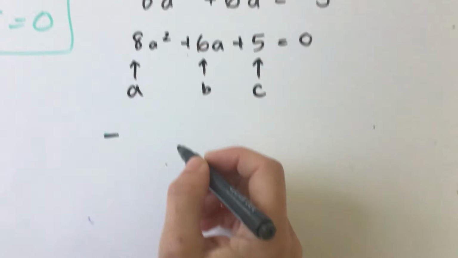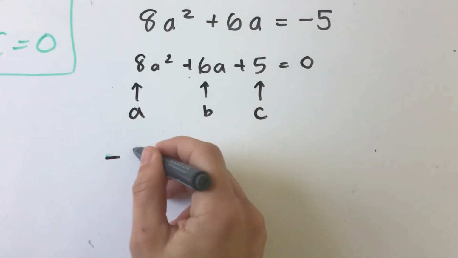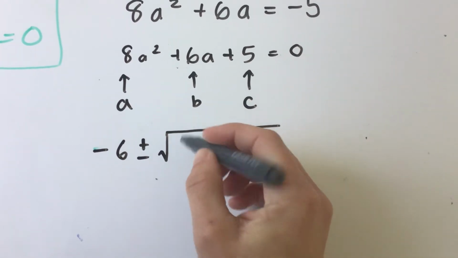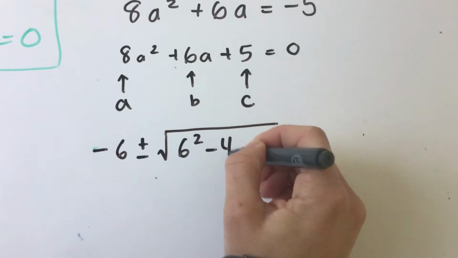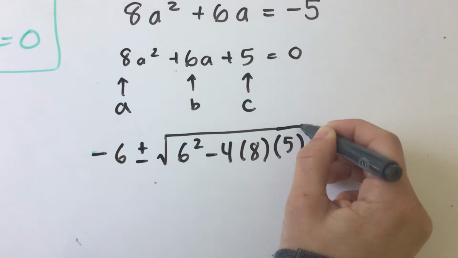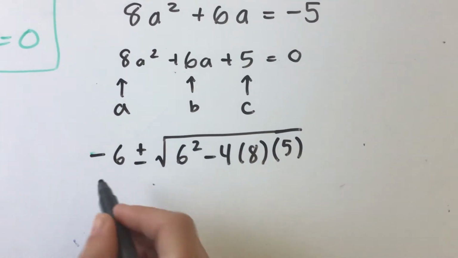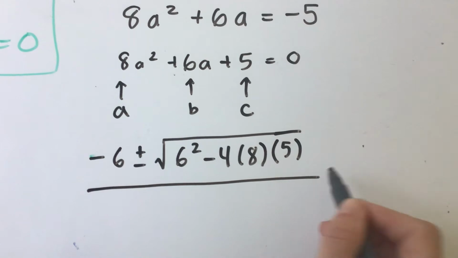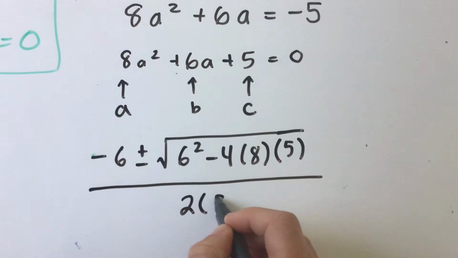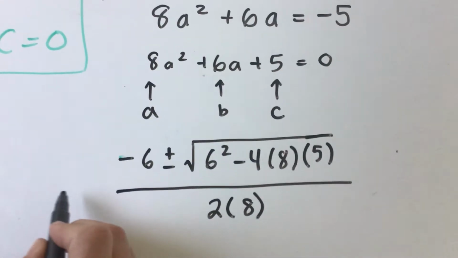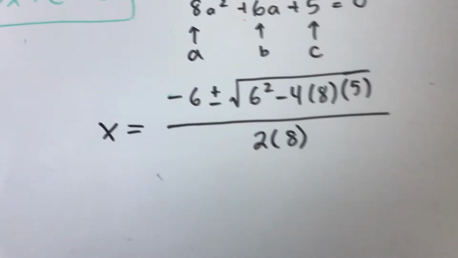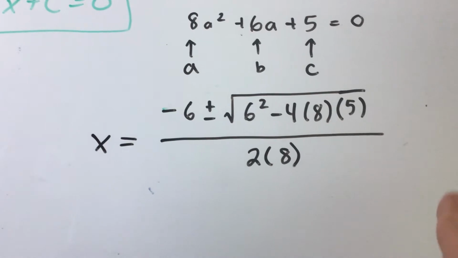So I have -b, so remember my b value is 6, so -6 plus or minus the square root of b squared, so 6 squared, minus 4 times 8 times my c value of 5. Remember, you want your square root function to go over the whole thing. Then I'm going to divide all of that by 2 times the value of a, which is 8 in this case. Okay, so remember, this whole thing is going to equal x. Okay, and now the hard part's over and we just need to simplify.